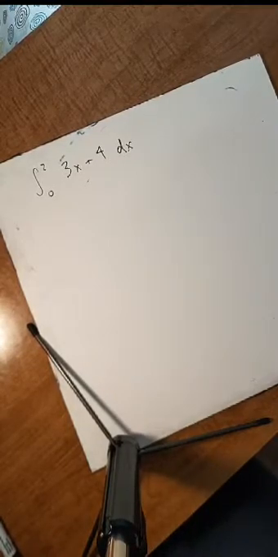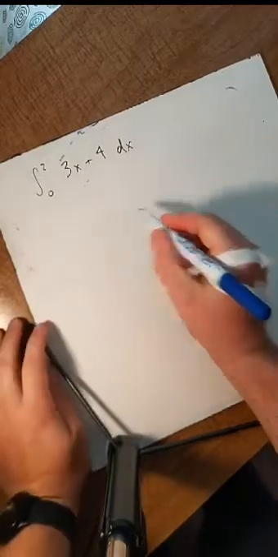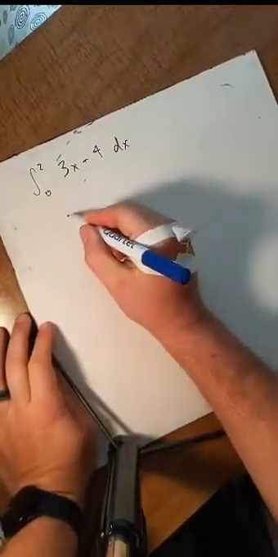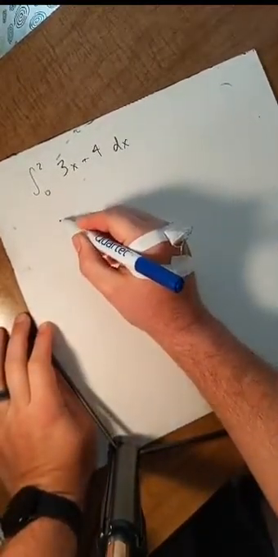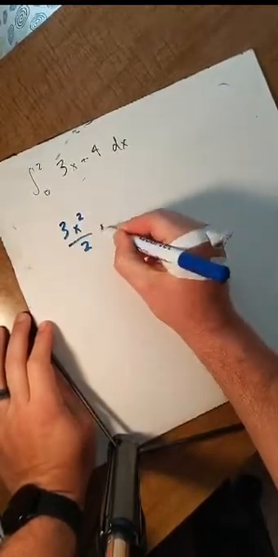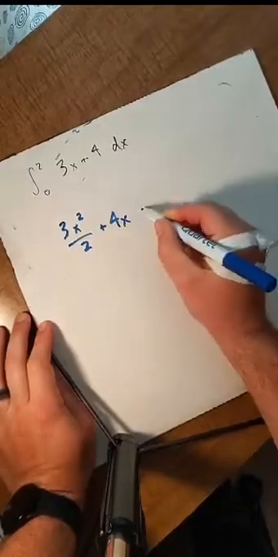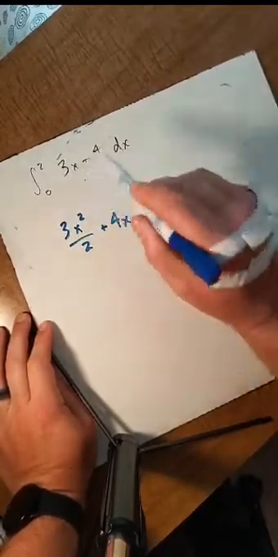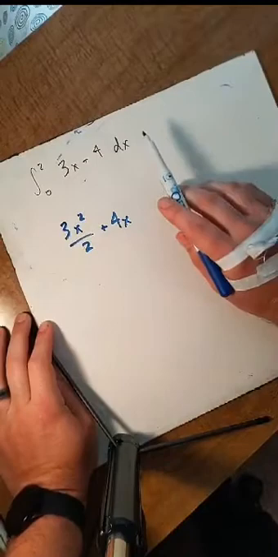So if we're going to do the integral from 0 to 2 of 3x plus 4 with respect to x, this is the long way, which works for everything. What we need to do is to integrate the problem. So we get 3x squared over 2, and then plus 4x. Now we don't have to put a plus c since we are going to find the definite integral from 0 to 2.